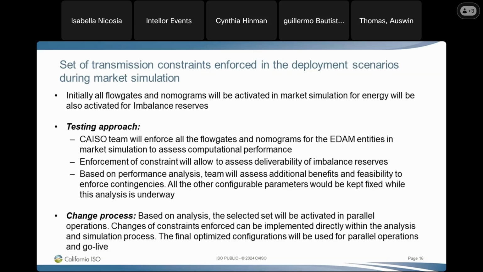So the first tunable parameter is the set of transmission constraints enforced in the deployment scenarios for imbalance reserves. Currently, the available set of transmission constraints include flow gates, nomograms, and contingencies. Initially, all flow gates and nomograms will be activated in the market simulation. This activation will be applied to all the EDAM entities in market simulation to assess the computational performance. The enforcement of these constraints, the flow gates and the nomograms, will allow us to assess whether the imbalance reserve awards are actually deliverable. While all the other tunable parameters are kept fixed, contingencies also will be activated to assess whether there are any additional benefits and feasibility and also software performance to support the setting of enforcing of contingencies. The final set will then be used in parallel operations after market simulation analysis.